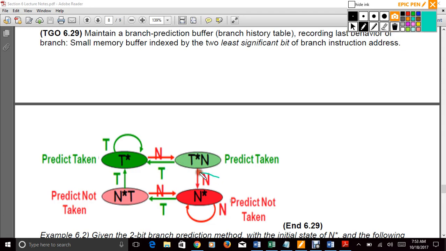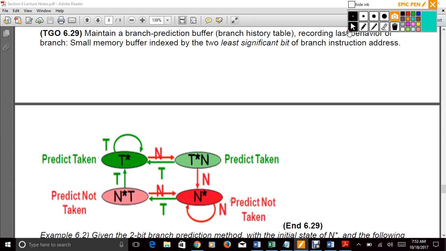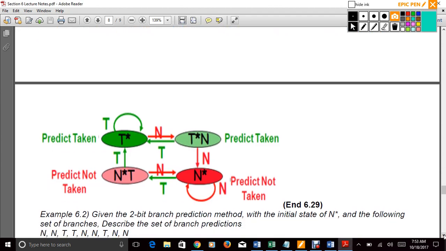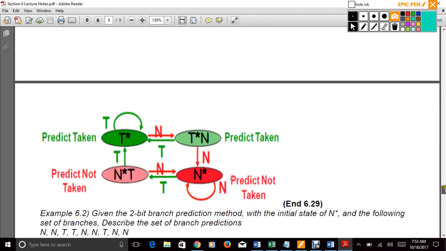So if you're in a loop that's run 100 times, what's going to end up happening is that no matter where you start, we get the first two wrong, and then we do the loop 98 times, and we're going to guess correctly more times here. And that's the benefit of branch prediction. And so we end with this finite state machine diagram. 6.29 will be an exam question.